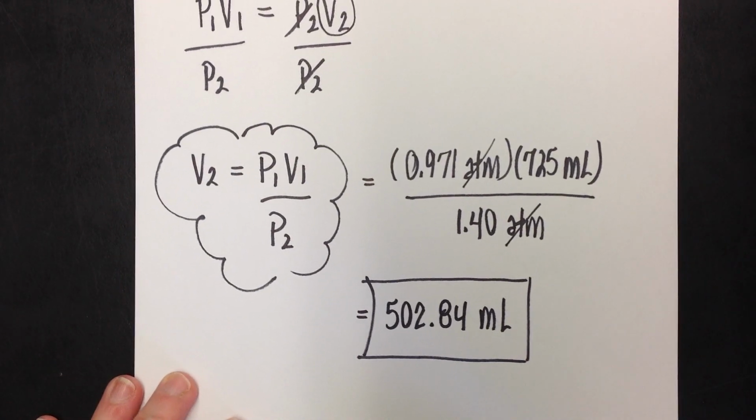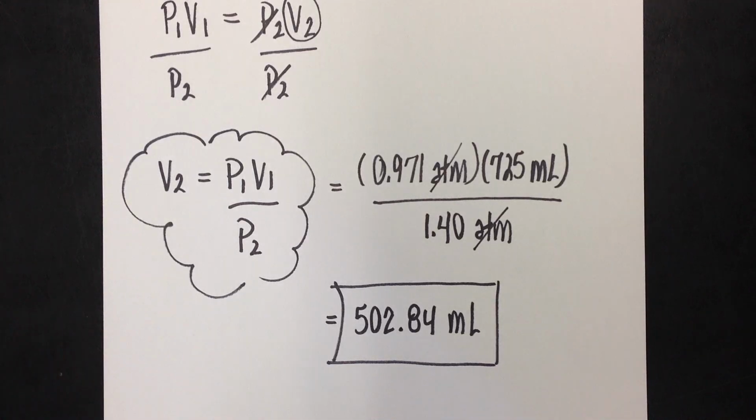So that's how we handle Boyle's Law. You know that you have a Boyle's Law problem when you only have pressures and volumes to work with, and they either tell you that the temperature is constant, or they don't mention temperature, or maybe they give you an initial temperature and it doesn't change. The big thing is temperature stays the same the whole time.